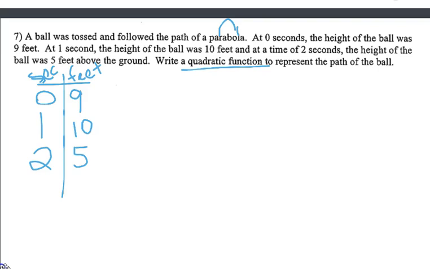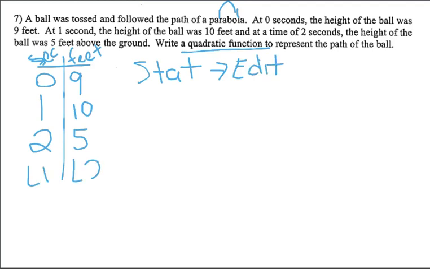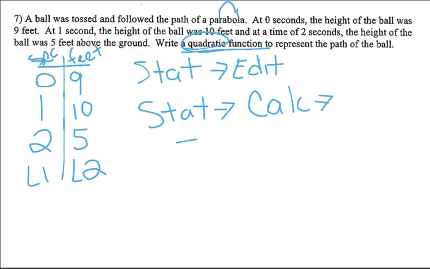So if you click on your calculator on the Stat button, you are going to hit Enter on Edit, and you are going to type this data into your L1 and L2. All your seconds you'll put in L1, and all of your feet you'll put into L2. Once you get your data in, hit Stat again. And since we are doing a quadratic function, you want to click over to Calc and down to option 5, which says Quadratic.